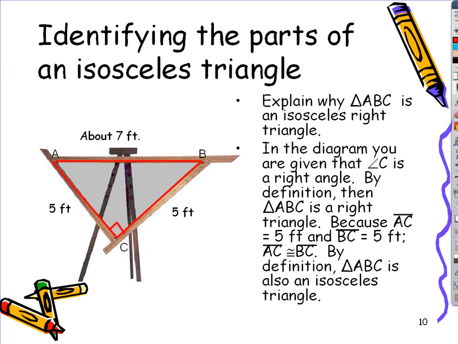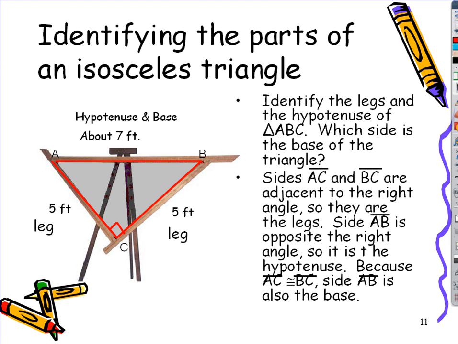Okay, we know that it's isosceles because I've got what now? Two sides that are congruent. They have the same length, right? So that makes it isosceles, and then what makes it a right triangle, of course? Yeah, that I've got a 90-degree angle. Okay, good. In the diagram, you're given that angle C is a right angle. By definition, then we know triangle ABC is a right triangle. Yeah, we got that one covered. No big deal. Okay.